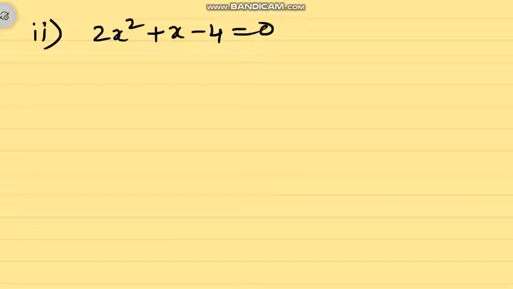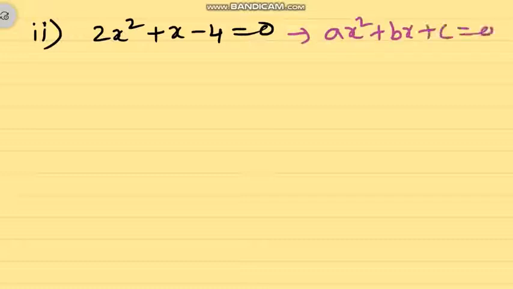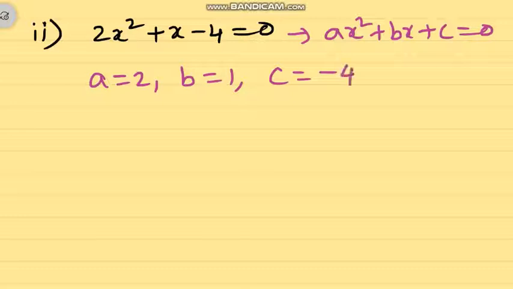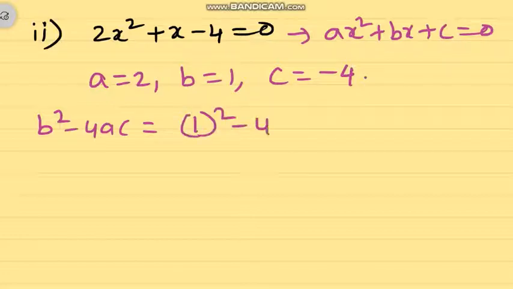Now the next question is 2x square plus x minus 4 equal to 0. If you compare it with ax square plus bx plus c equal to 0, you will get a equal to 2, b equal to 1 and c equal to minus 4. First calculate b square minus 4ac. So you will get 1 square minus 4 into 2 into minus 4.